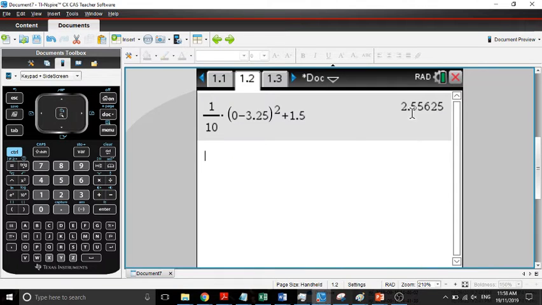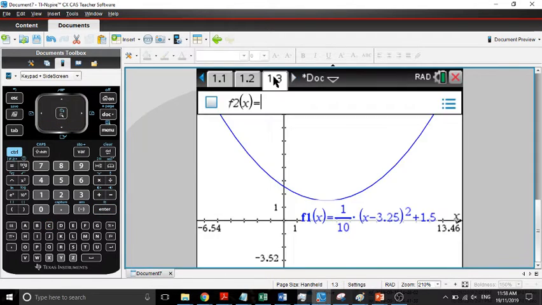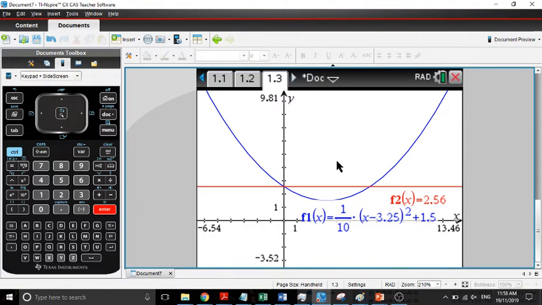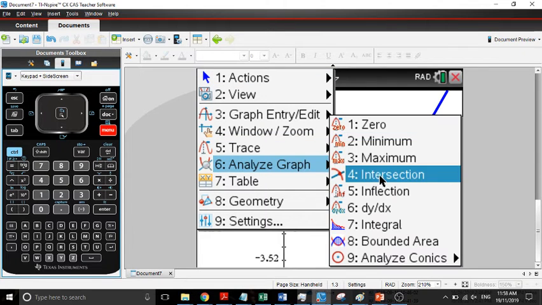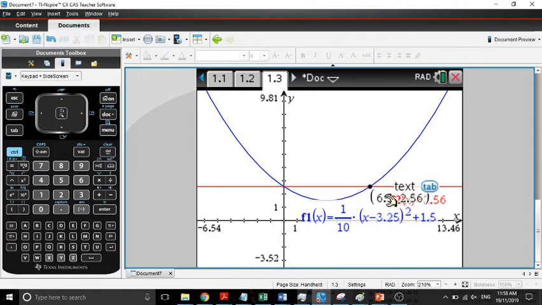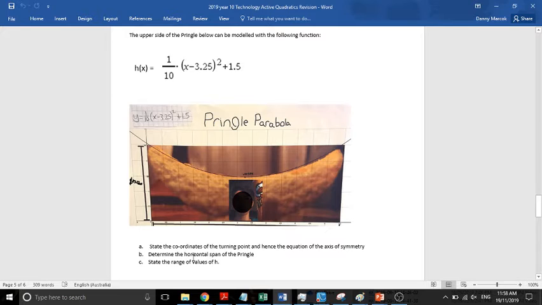Then what we do is I'm going to press the up arrow key once, press enter, and copy that, and I'm going to draw a graph of that. So there it goes. And then we're going to check where it intersects the second time. Intersection here, and there it's at 6.5. So it has a span of 6.5. We're not after units, so we just say 6.5 units.